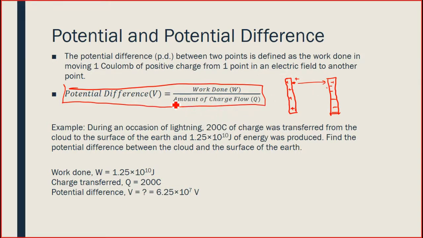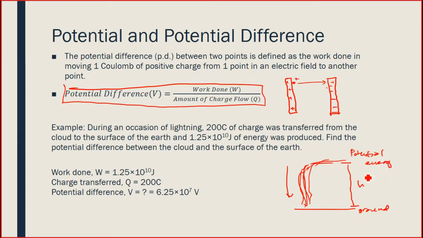I usually tell my students the idea is almost similar to when you have a waterfall. Assume that this is a waterfall, at a certain height from the ground. This is the height, and this is the ground. Water will flow downwards. Why does water flow downward? Because we have gravity, and in order for water to flow downwards, we have something called potential energy.